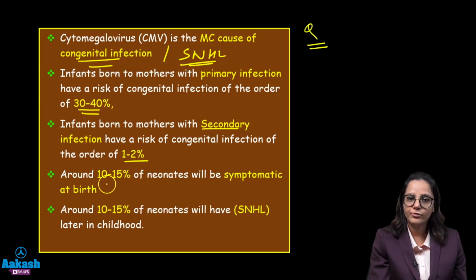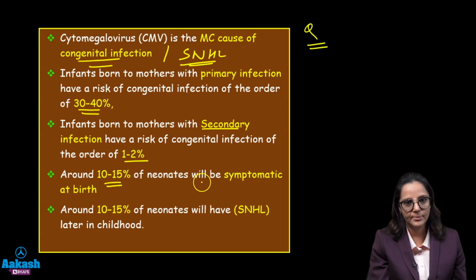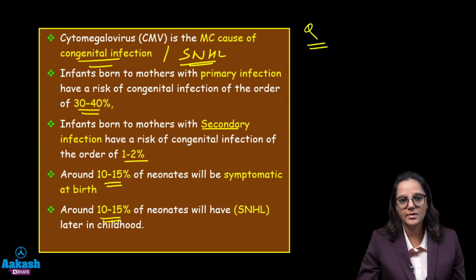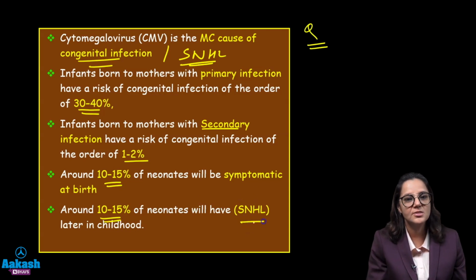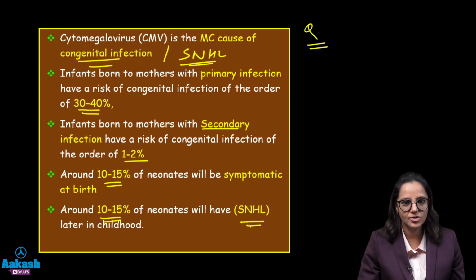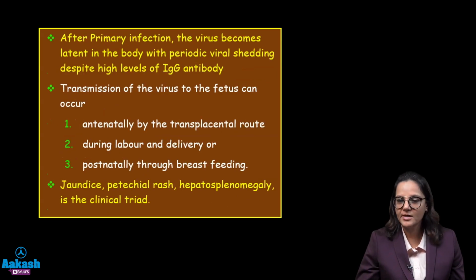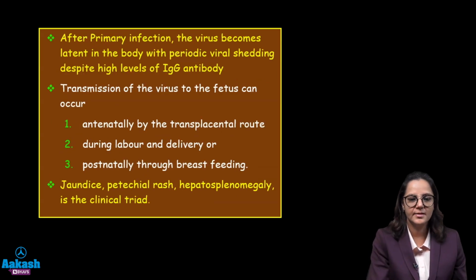Now, only 10 to 15% of neonates will be symptomatic at birth, and only 10 to 15% of neonates who are asymptomatic at birth are going to present with sensorineural hearing loss later in childhood. Alright. After the primary infection, the virus becomes latent in the body, and despite a high level of IgG antibody, the patient can still continue to be infectious.